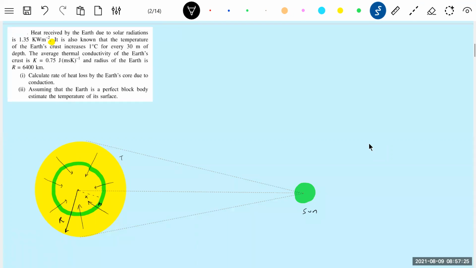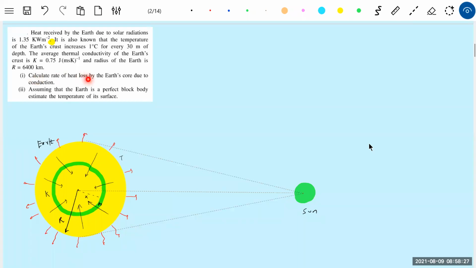So the earth receives heat energy. It says the earth crust increases 1 degree Celsius for every 30 meter. So definitely, of all the heat the earth receives from the sun, a part of it is used to raise the temperature of the core. So there will be flow of heat, and the thermal conductivity of the earth's material is given. At the same time, we have to check: will it also radiate? Yes, it will also radiate, because the surface of the earth behaves like a black body. So of all the power received from the sun's radiation, a part will be used to raise the temperature of the core through conduction, and the remaining will be converted to radiation. That is the overall idea of the problem.